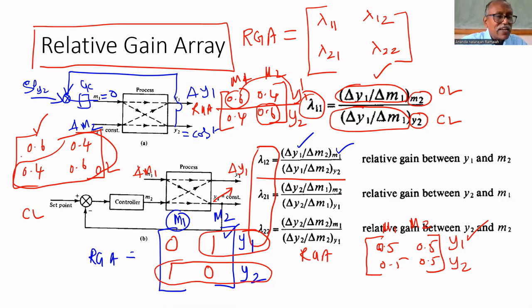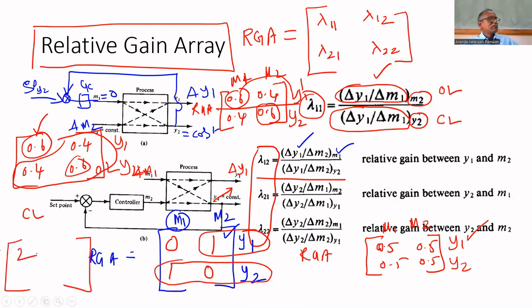So from this, we can understand that M1 should be used to control Y1, and M2 should be used to control Y2. Suppose I am having an RGA like this. 2, I am getting greater than 1. Therefore, definitely this element must be -1. This is 2 means this is -1. This is -1 means this is 2. Then only if you add the rows wise and column wise, you will get 1.